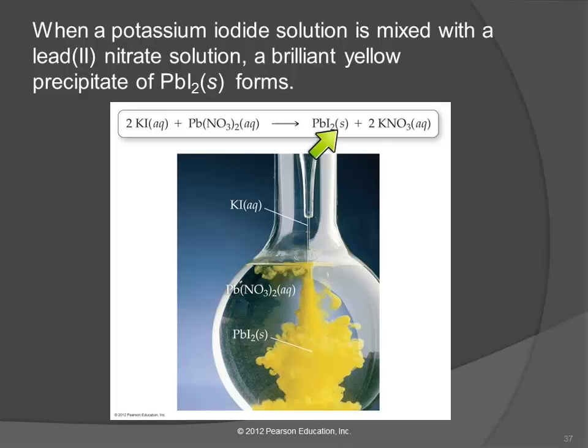And if you look that up in the solubility rules, you'll see that it's insoluble in water. And that's why we list it as a solid. And that potassium nitrate is aqueous because it is soluble. And so our equation is a description of what actually happens. What actually happens is you mix those two things and you get this yellow solid that forms.